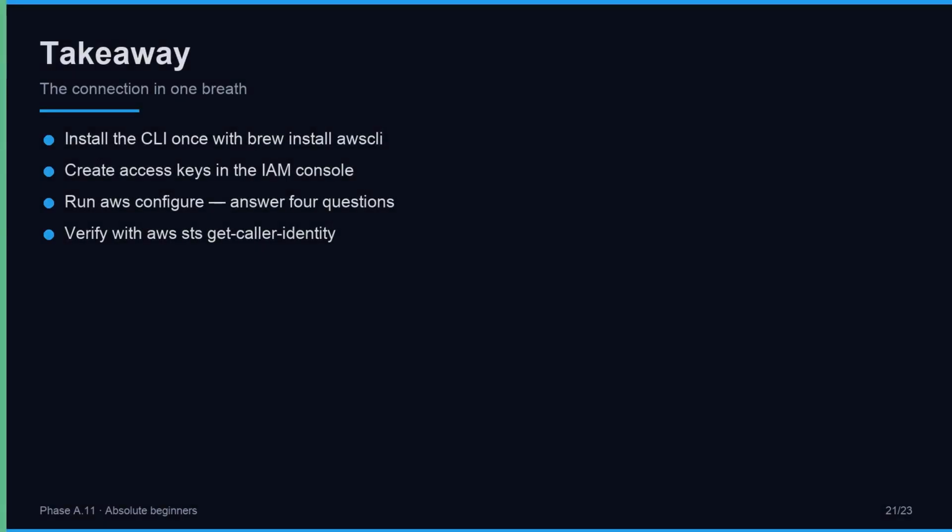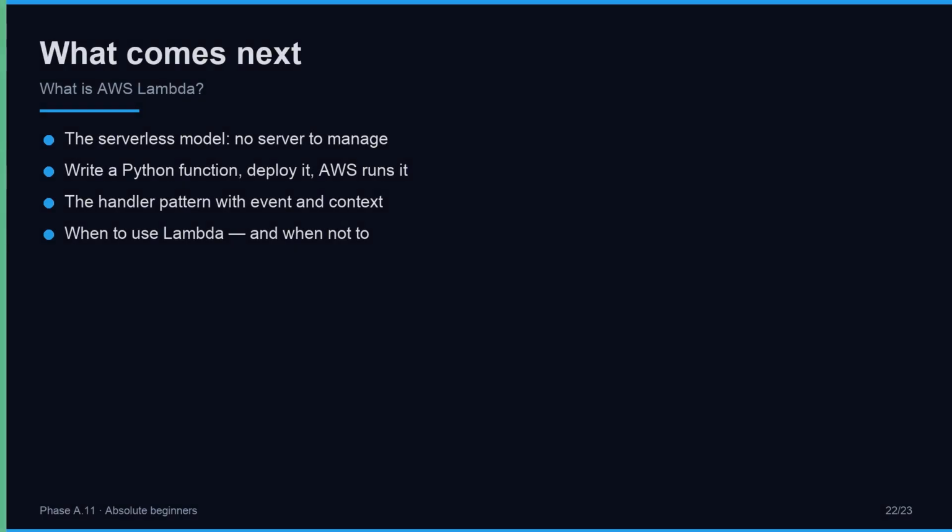Here is the lesson in one breath. Install the CLI once with brew install awscli. Create access keys in the IAM console, and copy the secret key immediately, because it is shown only once. Run aws configure and answer the 4 questions: key, secret, region, output. Then verify with aws sts get-caller-identity. When you see your account number, your laptop is connected to your AWS account. From this point on, every AWS command and every Boto3 script can reach your cloud resources. Install, configure, verify.